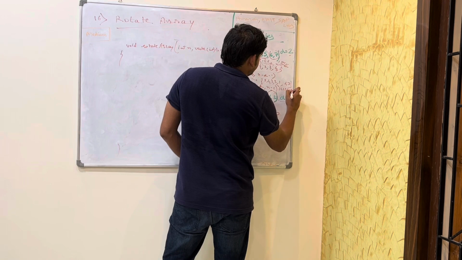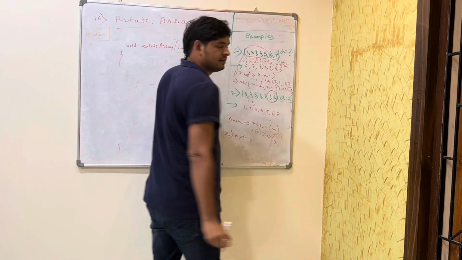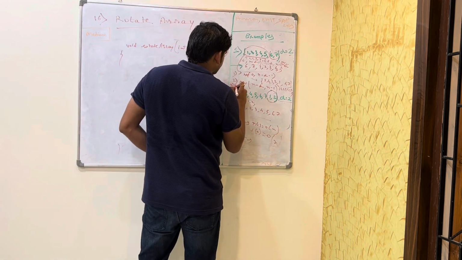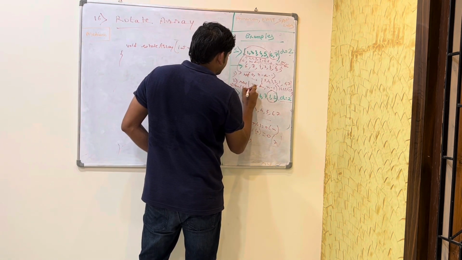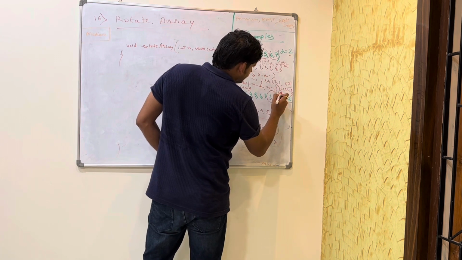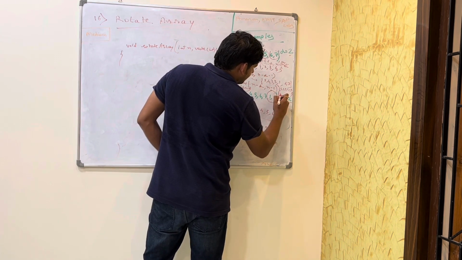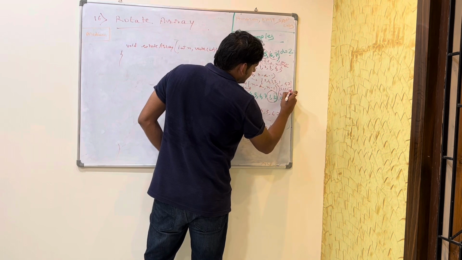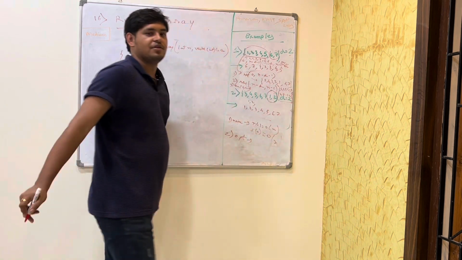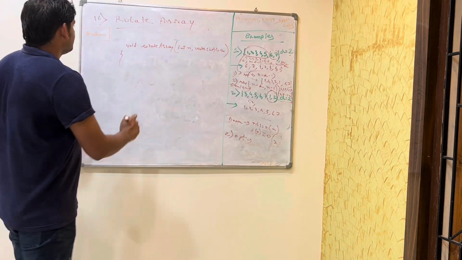Now this would become 7, 6, right? Now reverse the whole array, reverse 0 to n minus 1. Then what will happen? This will change to 6, 7 was there, 6, 7 will come in the beginning. Then 1, 2, 3, 4, 5. This gave us the value. So 3 steps, right? Simple.